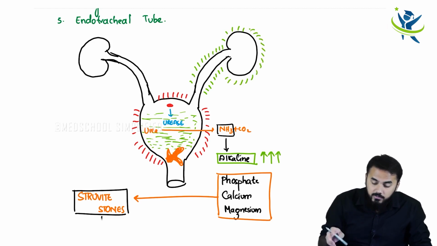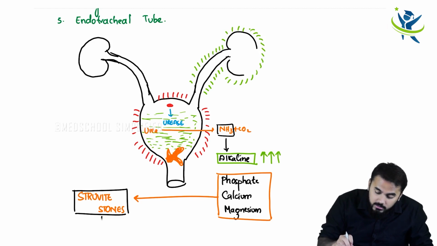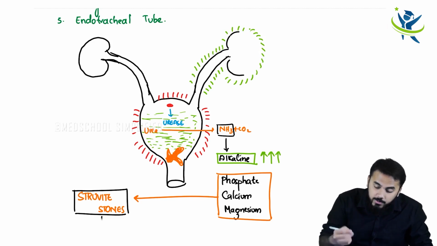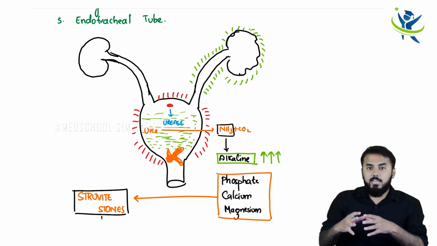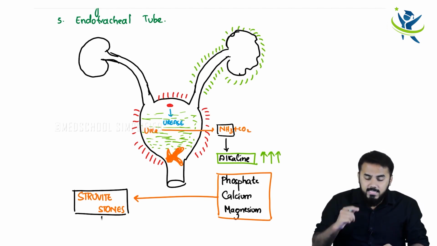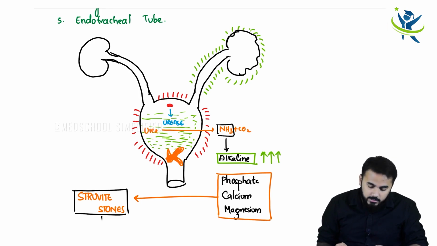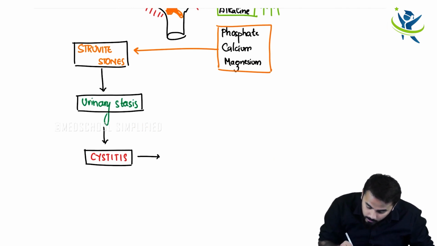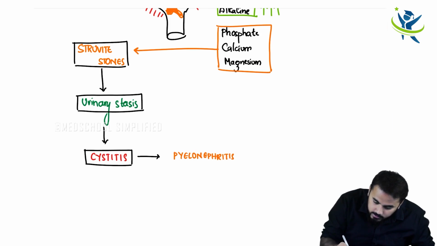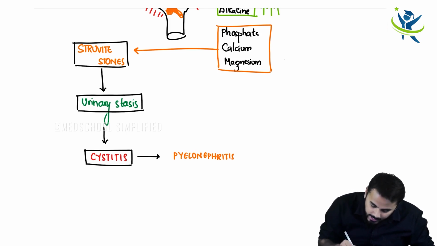So when your kidneys are inflamed, you know what will be the shape of the kidneys? When the kidneys are inflamed, the shape of the kidneys is lost, right? The shape of the kidneys goes like this. So right now your kidneys are too much infected, and this condition is called pyelonephritis. So cystitis led to another condition called pyelonephritis.